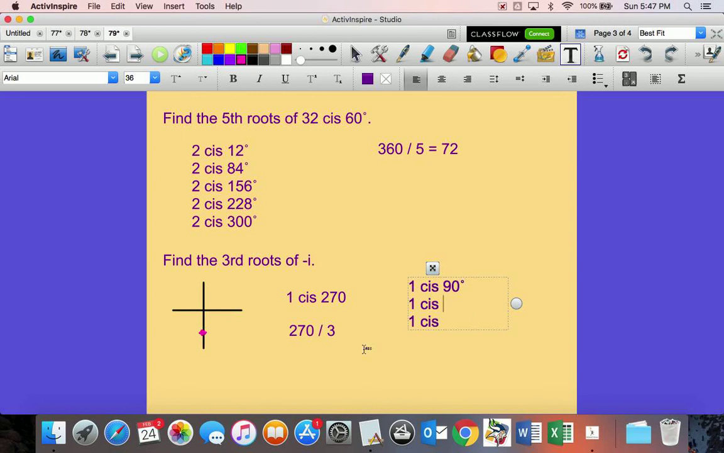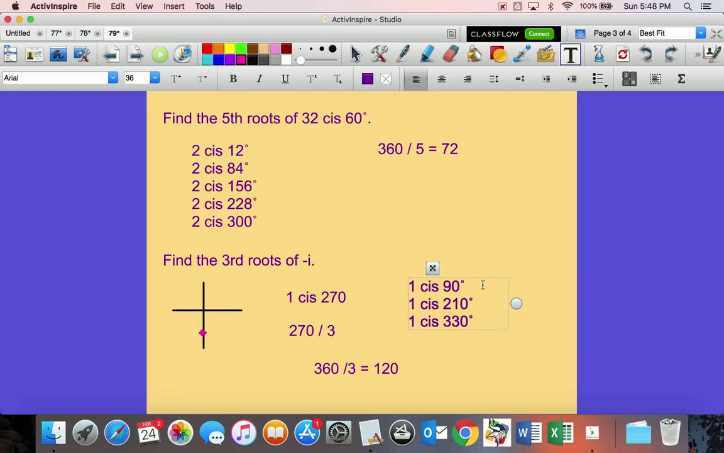To find the other 2, we have to figure out how much we're going to add to that. There are 360 degrees in a circle, divided by how many we're looking for, so 360 divided by 3 gives us 120. We're going to add 120 degrees to the previous one. So 90 plus 120 is 210 degrees, and 210 plus 120 is 330 degrees.